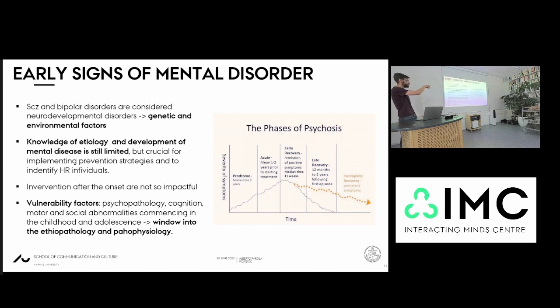The phases before the onset are really important because they can allow us to identify vulnerability factors: the psychopathology, the cognition, the motor and social abnormalities that usually appear much earlier than the onset. So these are windows into the psychopathology and pathophysiology of the disorder.